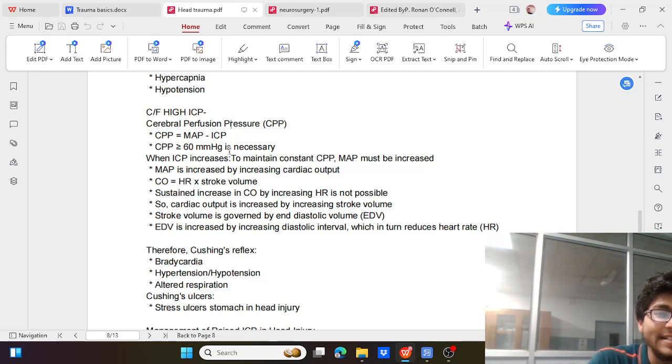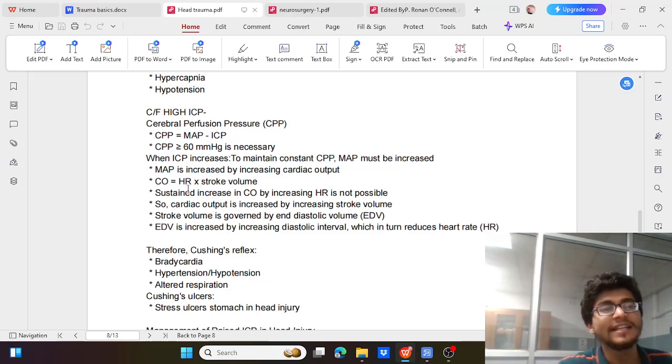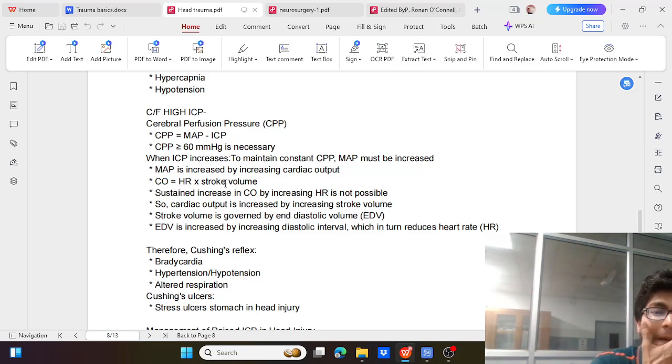So when ICP increases, CPP will decrease, so cerebral perfusion will decrease. To maintain cerebral perfusion pressure, we have to increase mean arterial pressure. So how do we do that? Mean arterial pressure can be increased by increasing cardiac output from the heart. And how do we increase cardiac output? We can increase cardiac output by either raising the heart rate or the stroke volume.